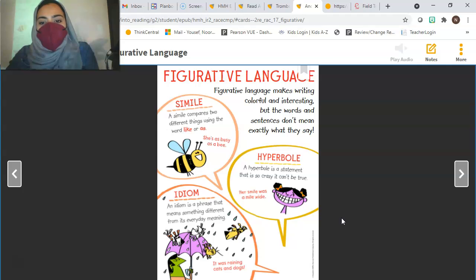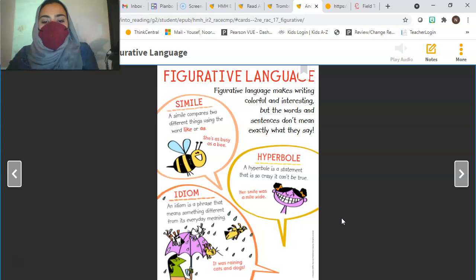Figurative language makes writing colorful and interesting. Some different kinds of figurative language are similes, hyperboles, and idioms. Everyone say simile. A simile compares two things, and it uses the words like or as. She's as busy as a bee. That's a simile. Good job.